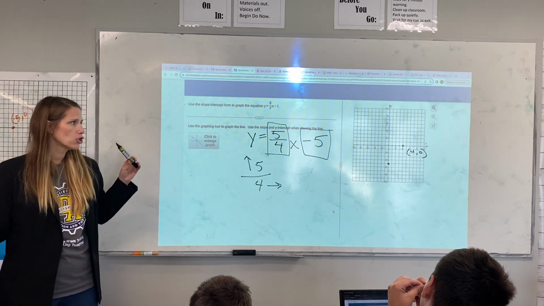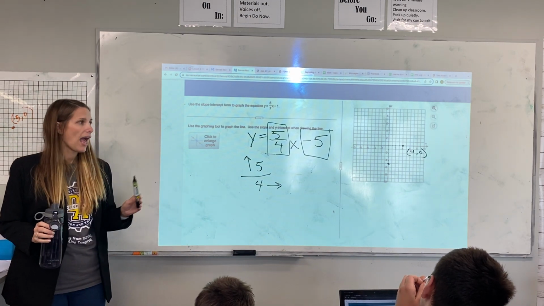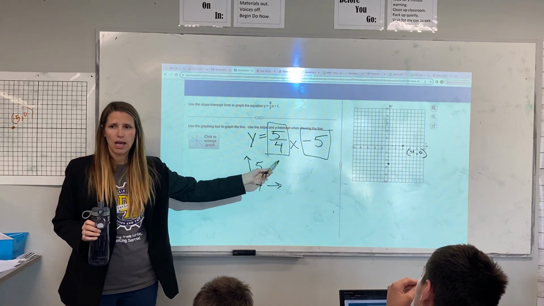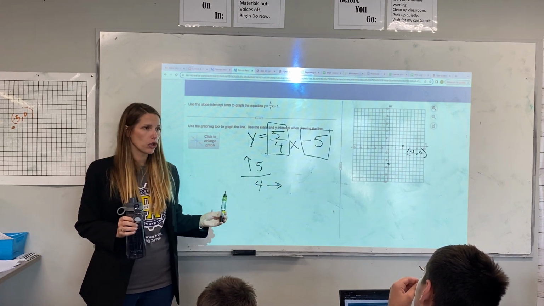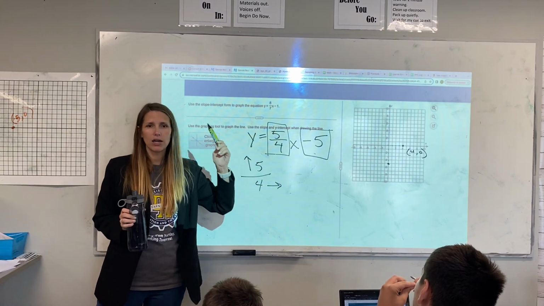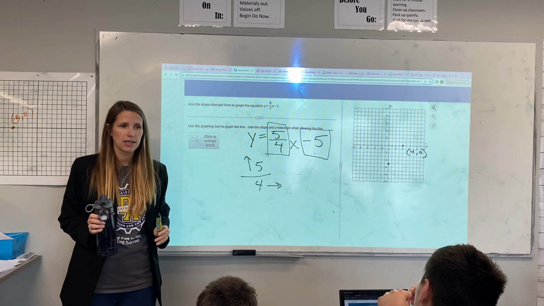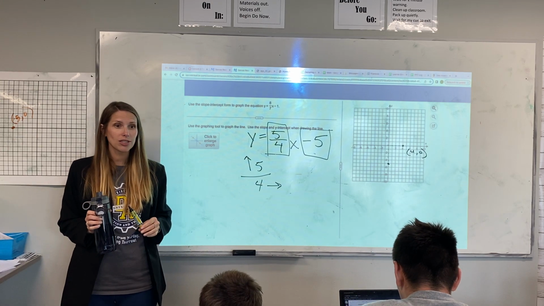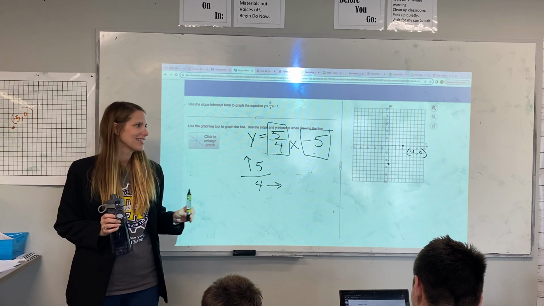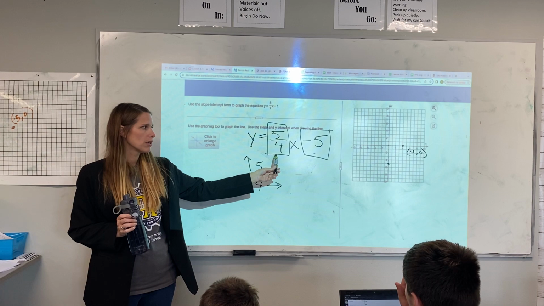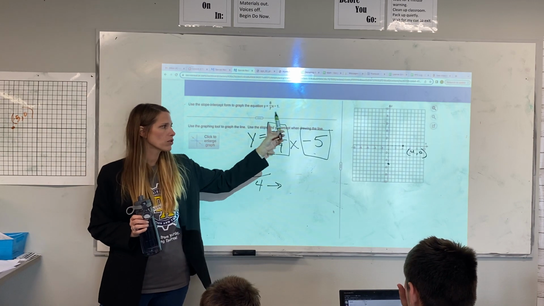Does everybody totally understand how to plot a line when you are given the equation in slope-intercept form? The first step is plot your y-intercept on your y-axis. The second step is what, Grayson? Caution, not paying attention. Sorry. It's okay. The second step is using your slope to do your rise over run.